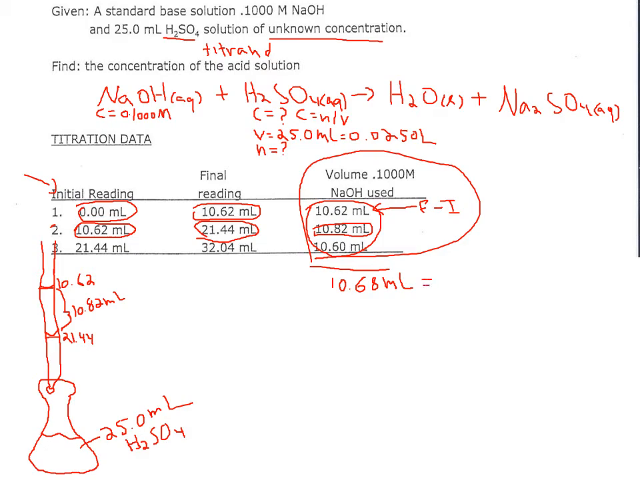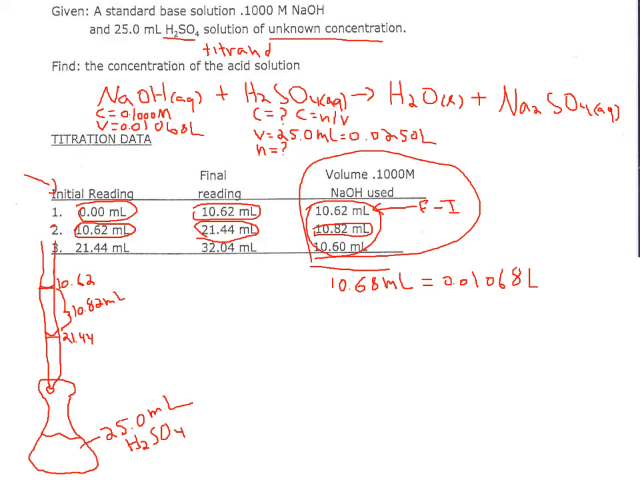Or, if you wanted it in liters, you would divide that by 1,000, and you get 0.01068 liters. And that is what our volume is going to be for the NaOH: 0.01068 liters.